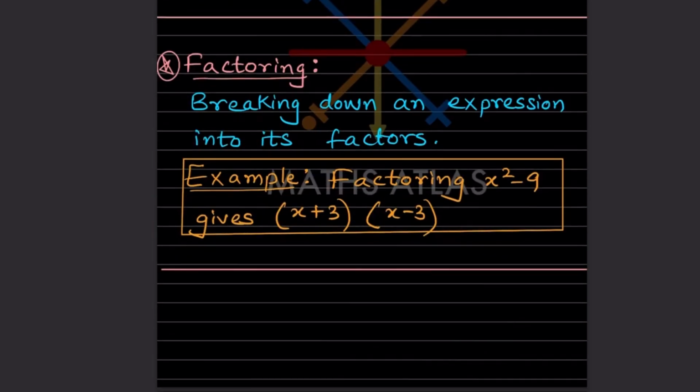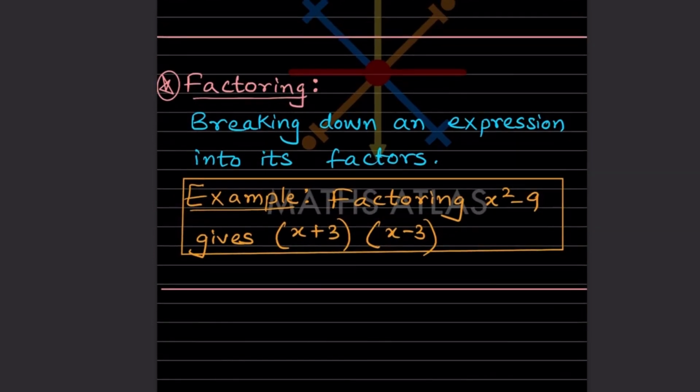Now factoring. Factoring also, all are important terms. Factoring is breaking down an expression into its factors. Now if I consider this one, this is an expression. It gives x plus 3 and x minus 3, because this is a perfect square and this also is a perfect square. It can also be written as x square minus 3 square. So we have the formula for this, a square minus b square. This is the general form of the formula.